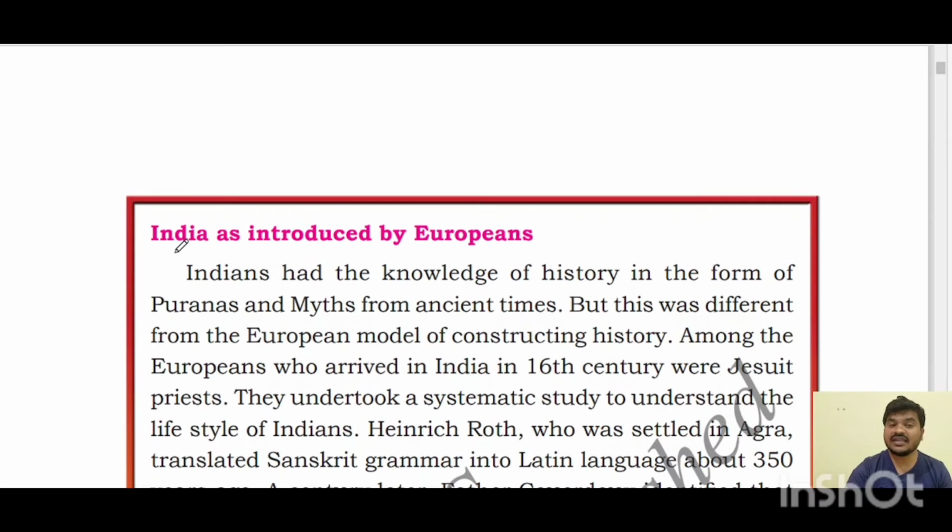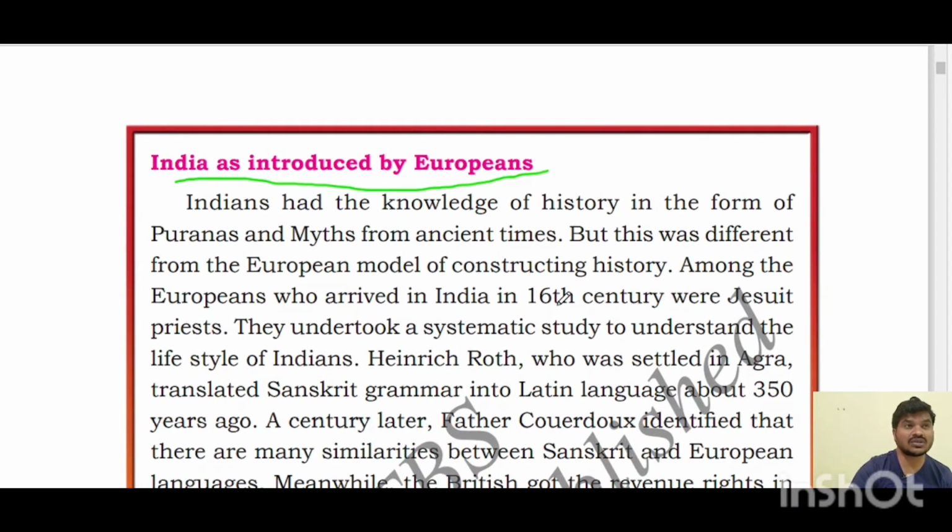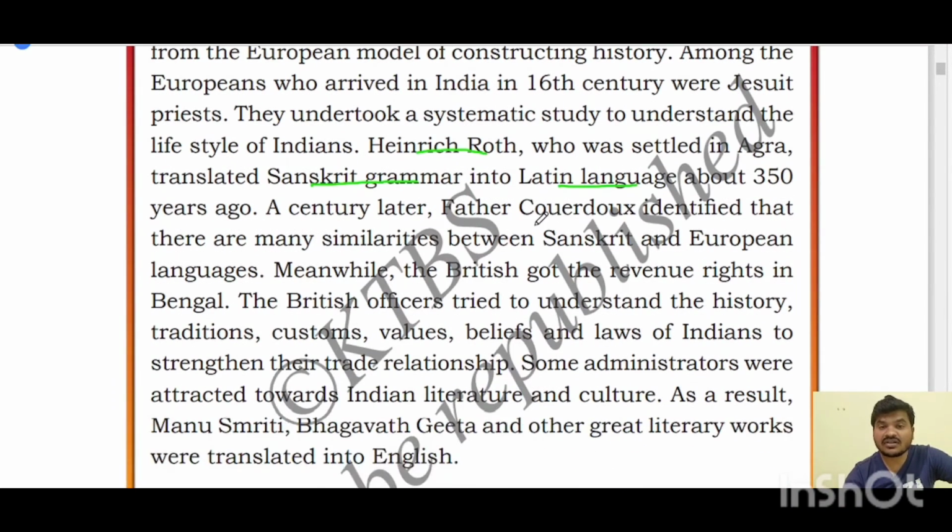Okay, now we will discuss India as introduced by Europeans. Before Europeans came to India, we used to tell history as a story. But Europeans taught us how to scientifically construct history. There are many Europeans who have shown us how rich our culture and heritage is, like Heinrich Roth. He converted Sanskrit grammar into Latin language. And Father Coeurdoux told that there is a similarity between Sanskrit and European languages.